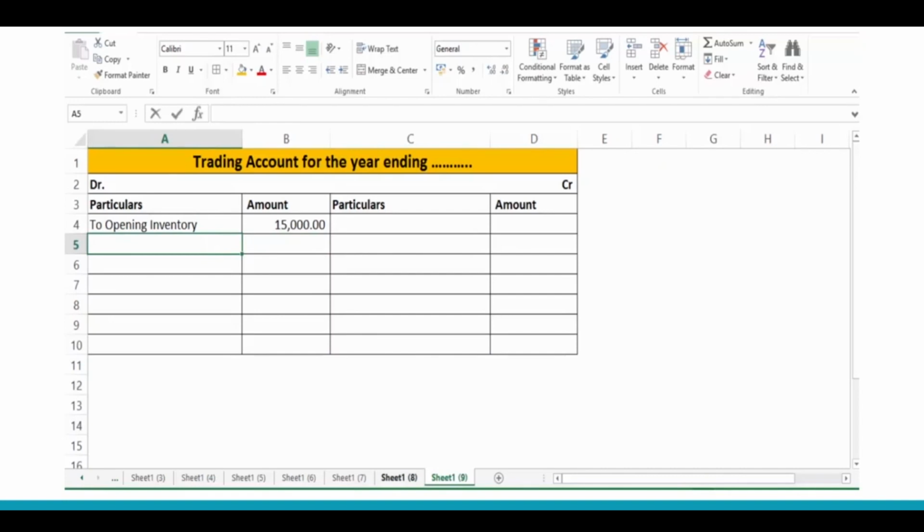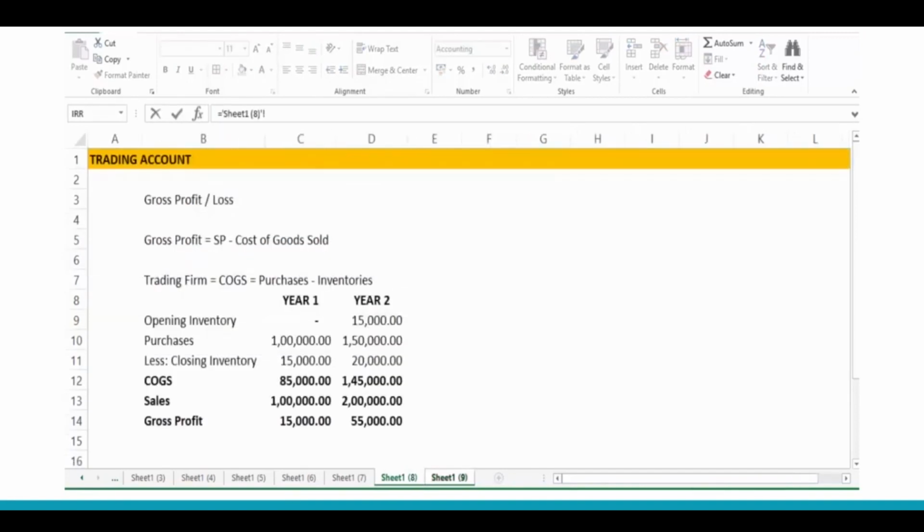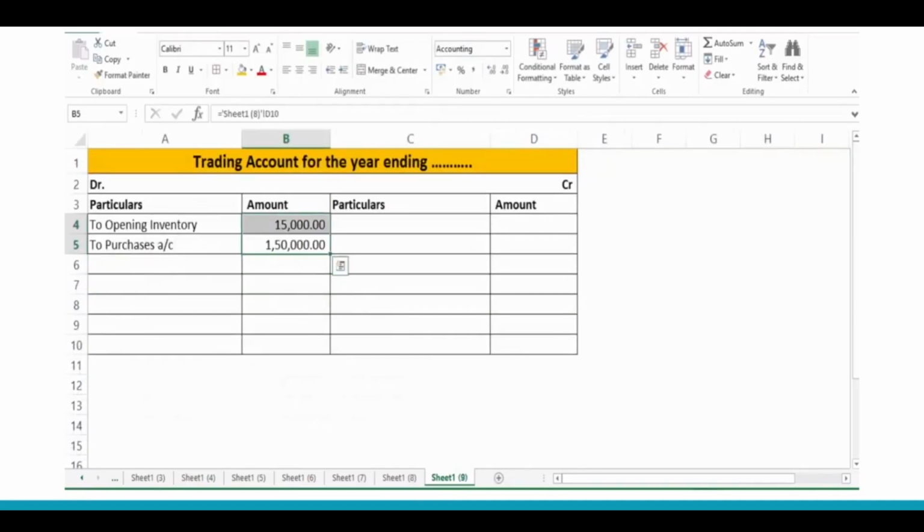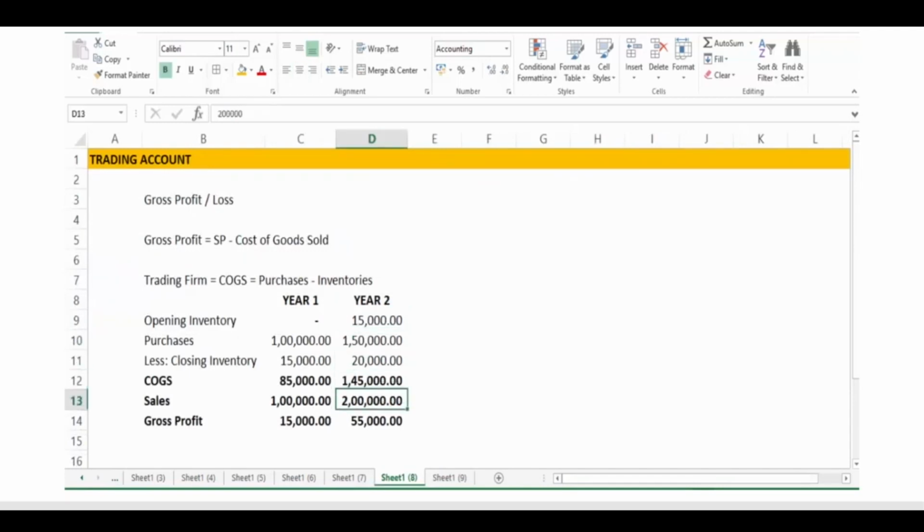Then purchases. That should also appear on the debit side. To purchases account. Let me go and pick up. Here we have purchases is 1,50,000. So total is 1,65,000. But out of this something has gone out in the form of sales, right? So when it goes out, it will also go along with profit. I mean, profit margin will be added. So what is the sales information we have? We have sales as 2 lakhs for year 2.